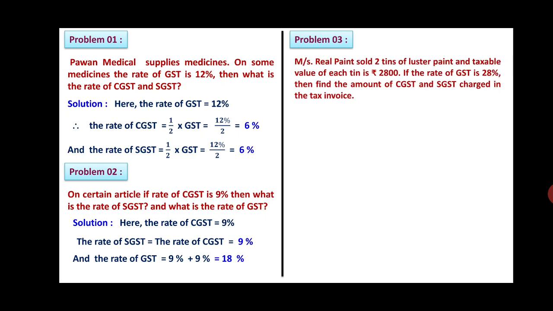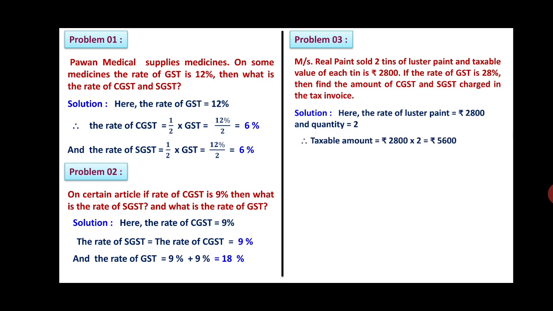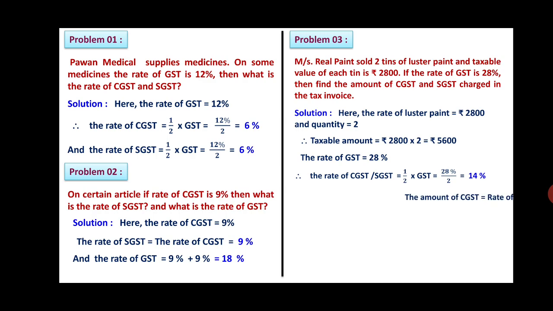Let us take problem number 3. Messrs Real Paint sold 2 tins of luster paint and taxable value of each tin is rupees 2800. If the rate of GST is 28%, then find the amount of CGST and SGST charged in the tax invoice. Friends, here the rate of luster paint is rupees 2800 and the quantity is 2. Therefore, the taxable amount will become 2800 into 2, that is 5600. The rate of GST is 28%, they have given. Therefore, the rate of SGST or CGST will be half into GST, that is 28 upon 2, that is 14%.